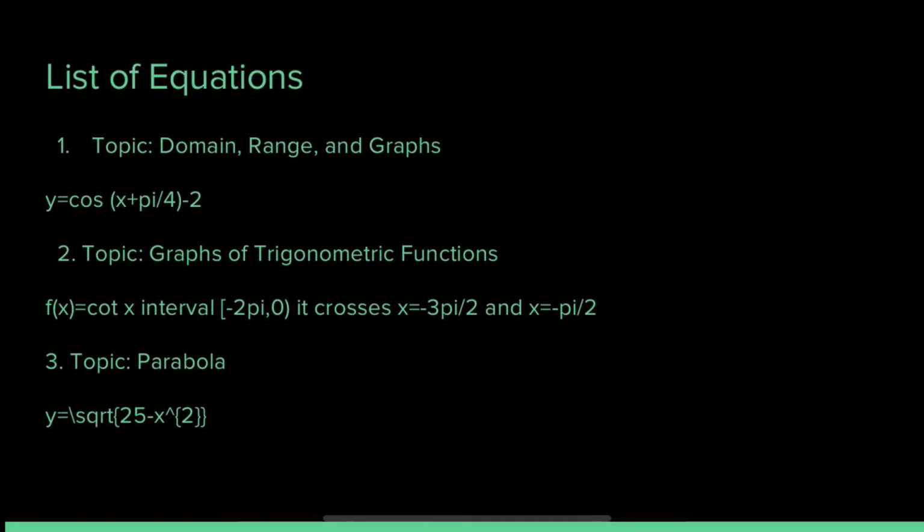Now moving on to our equations. We use different topics and different equations to make the scenery. Our first one is from the topic of domain range graphs, which is y equals cos(x + pi/4) minus 2. Our next topic is graphs of trigonometric functions, which is f(x) equals cot x, interval minus 2 pi comma 0. It crosses with x equals negative 3 pi over 2 and x equals negative pi over 2.